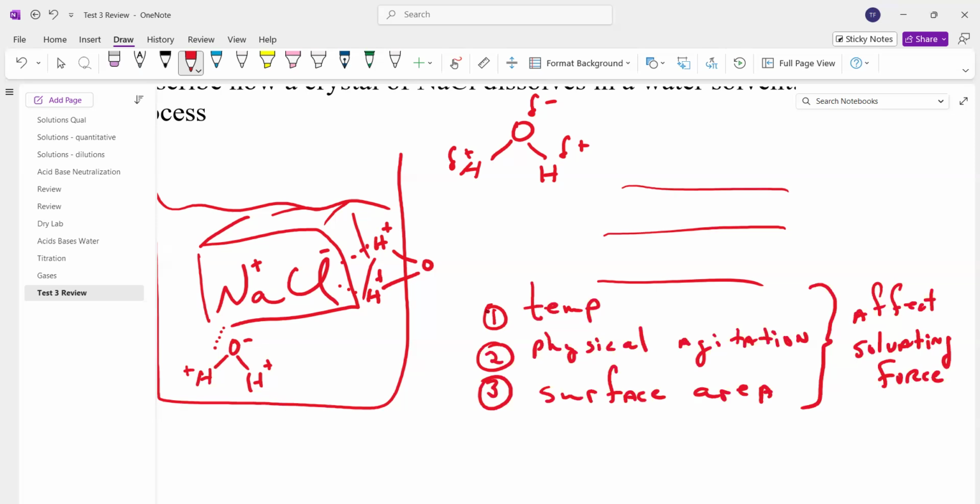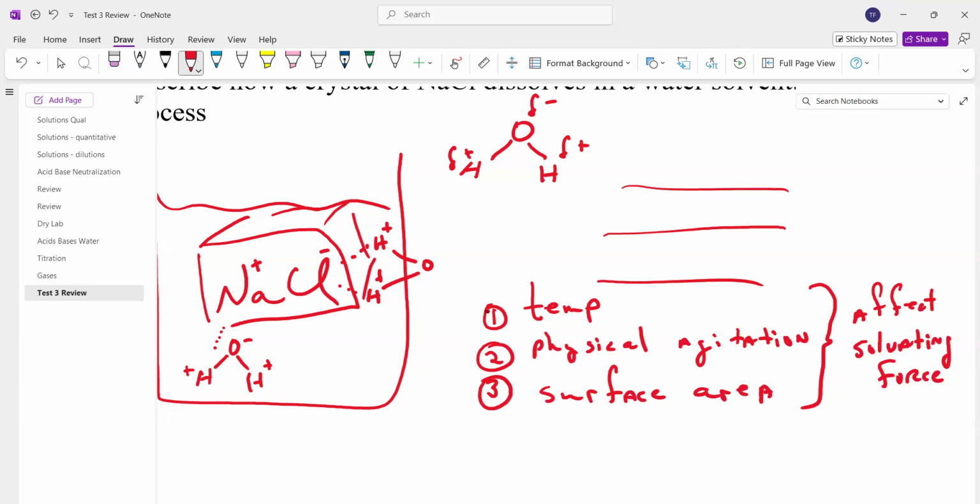So those three affect the solvating force. When any of those go up, solvating force increases. These are directly related. You put them in an order, does it matter? Temperature is more important than physical agitation. In surface area, probably physical agitation would be last, if you're going to put them in order. But that's kind of a qualitative thing. Those are the three main factors, though.